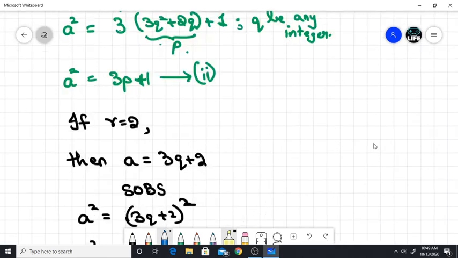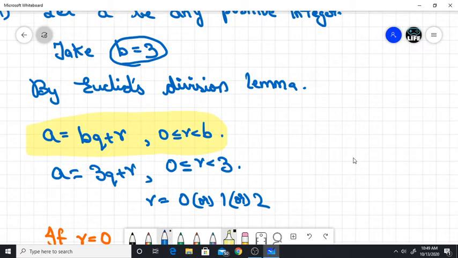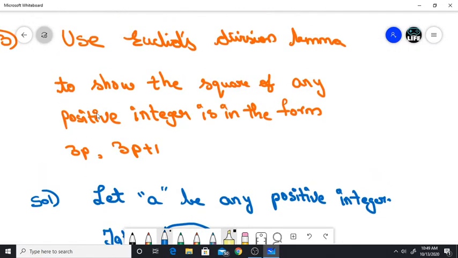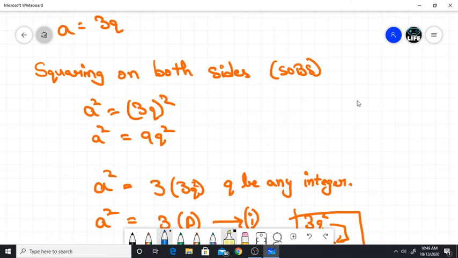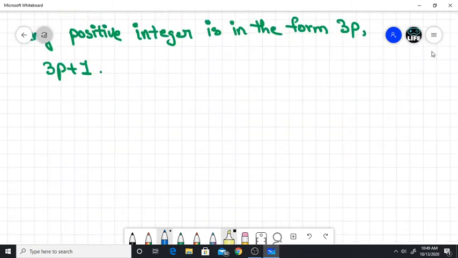In the question it is given like, show that the square of any positive integer is in the form 3p and 3p plus 1. That is what we got in 1, 2 and 3. So we have concluded that every square of any positive integer is in the form 3p and 3p plus 1. Okay.